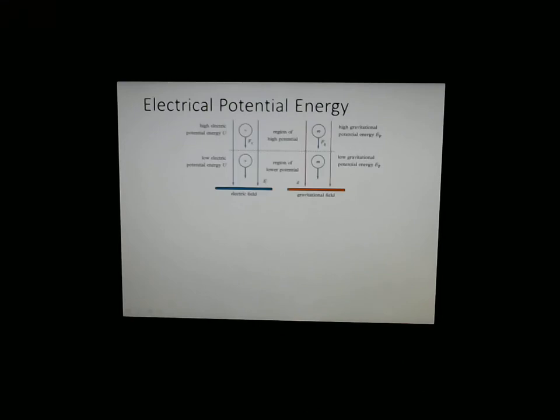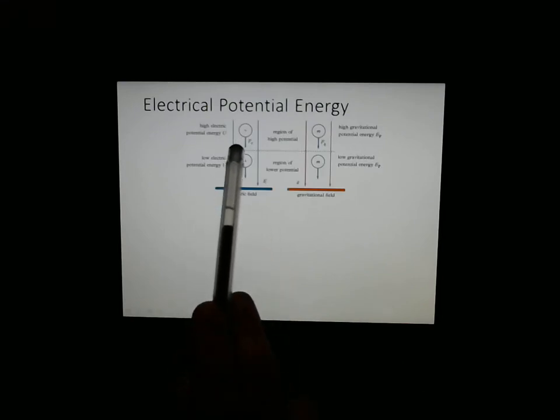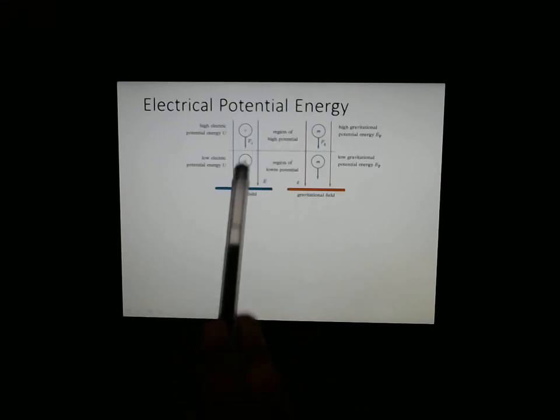Now, in doing so, it's going to gain kinetic energy. It's going to start moving. And this is what happens in our circuits. Okay, so I'll put that up there so we can see here, high potential energy, low potential energy, it has to move. Same thing here for gravity as a comparison.